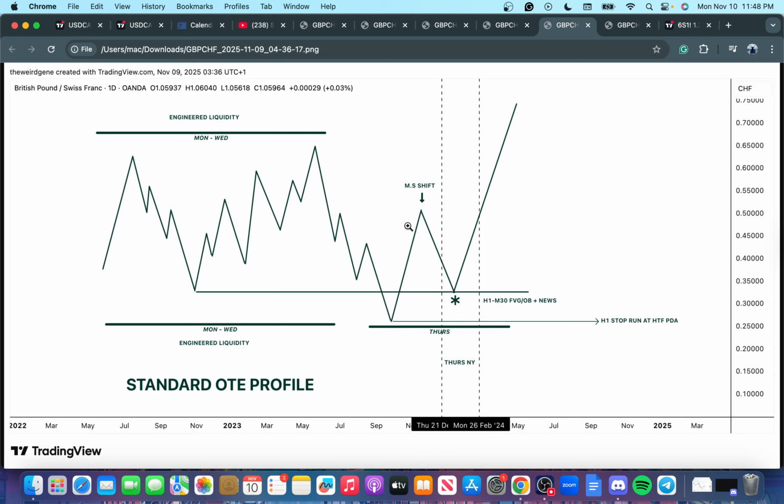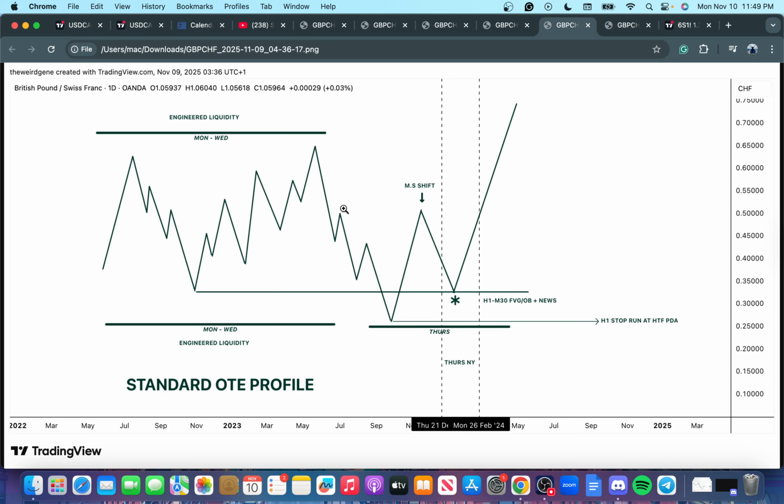That is number one. That entry PDA has to come between your 62% Fibonacci level to your 79% Fibonacci level. So that is your 618 to 786 Fibonacci level. That is your range where you're looking for that specific signature in price, and that is your entry level. And your stop goes 3 pips below the order block or the dealing range that initiates that expansion.